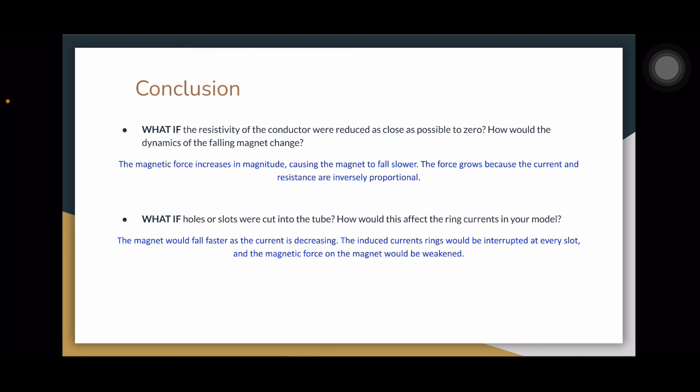The second what-if statement reads, if holes or slots were cut into the tube, how would this affect the ring currents in the model? My answer to this one is, the magnet will fall faster as the current is decreasing. The induced current rings would be interrupted at every slot, and the magnetic force on the magnet would be weakened.